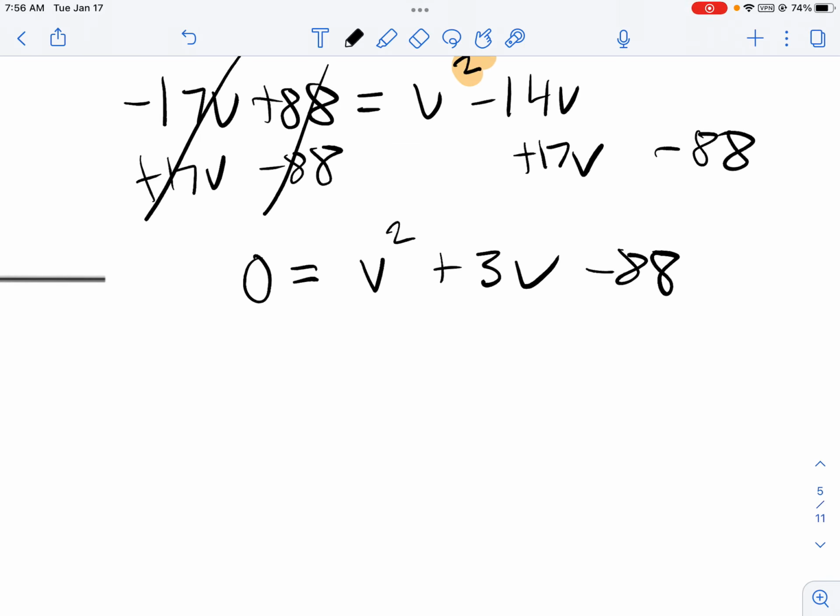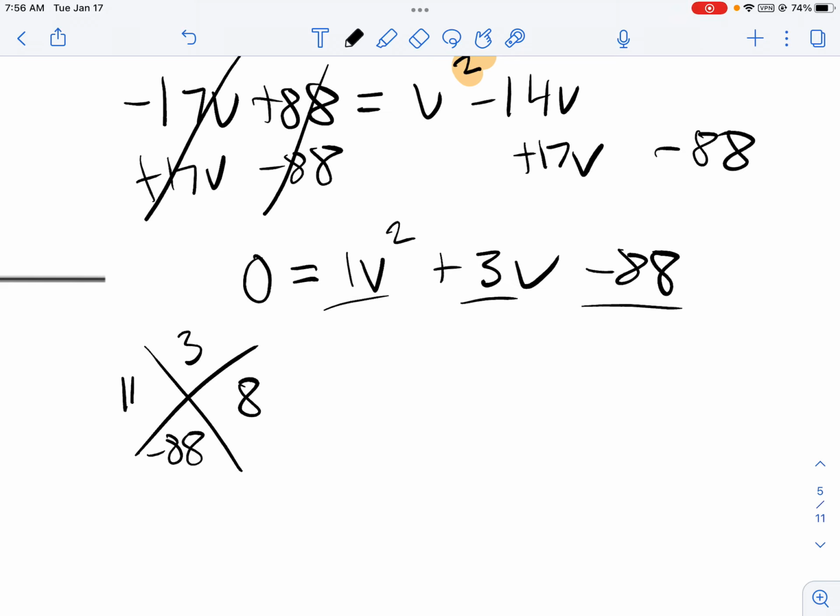Now just factor from here. You're adding to your middle number, 3. Your first is 1, so 1 times negative 88, negative 88. There's really not a ton that comes to mind immediately, but 11 times 8, that's 88. One's got to be negative. Let's try negative 8. So is 11 minus 8 3? Yeah. 11 times negative 8, negative 88. Booyah. Because you got a positive 1 out front, your shortcut totally works.